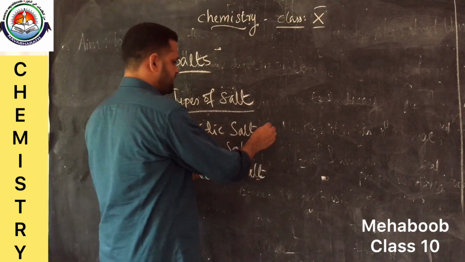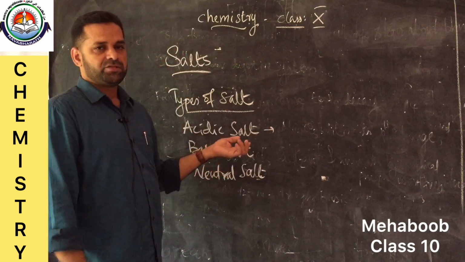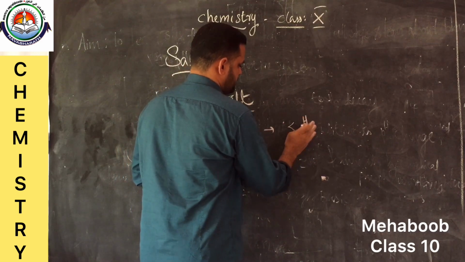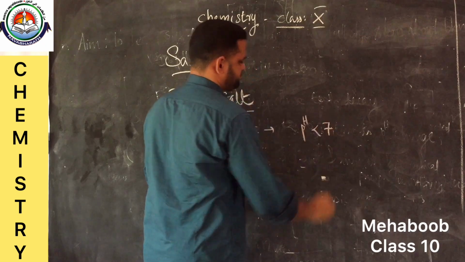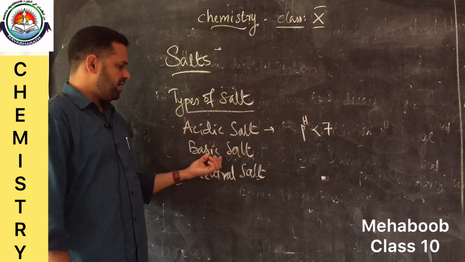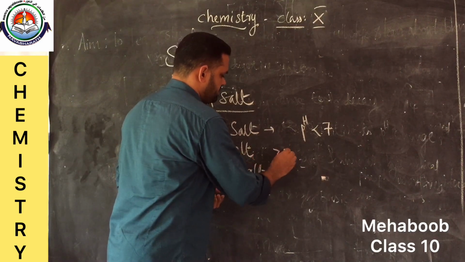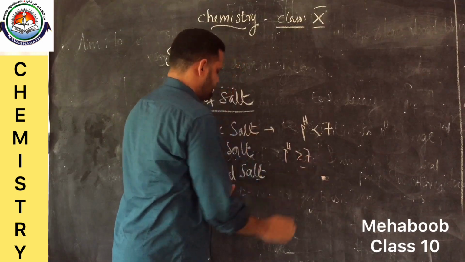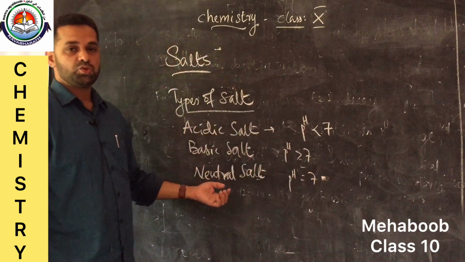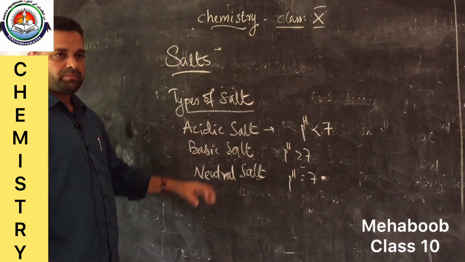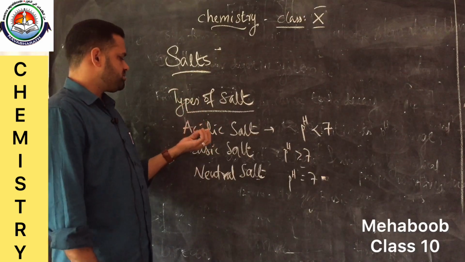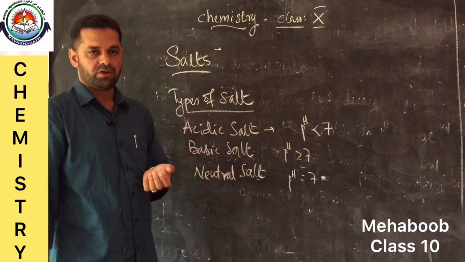Acidic salt means the pH of the salt solution is less than 7. If the pH value is greater than 7, that is a basic salt. And if the pH value is equal to 7, it is called a neutral salt. So on the basis of the pH of the aqueous solution, we can classify salts into acidic salt, basic salt and neutral salt.